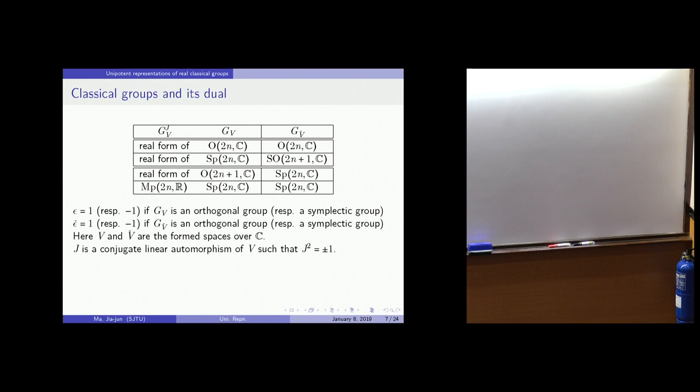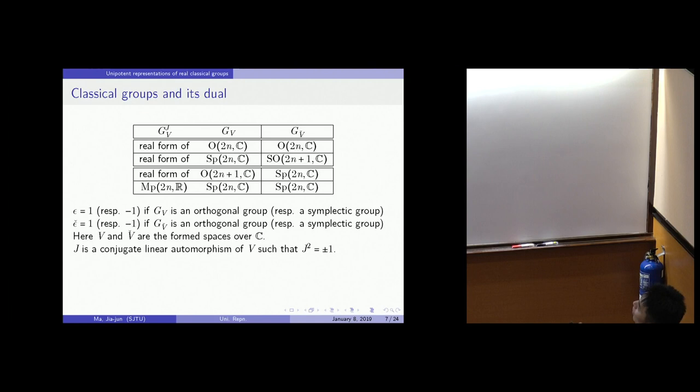So actually I break the table into two parts. The first two lines, actually, we will study them together. And for the second two lines, we will also study them together. They are all orthogonal groups. So the forms could be O(p,q). And it will pair with metaplectic groups, which are double coverings of Sp(2n,R).